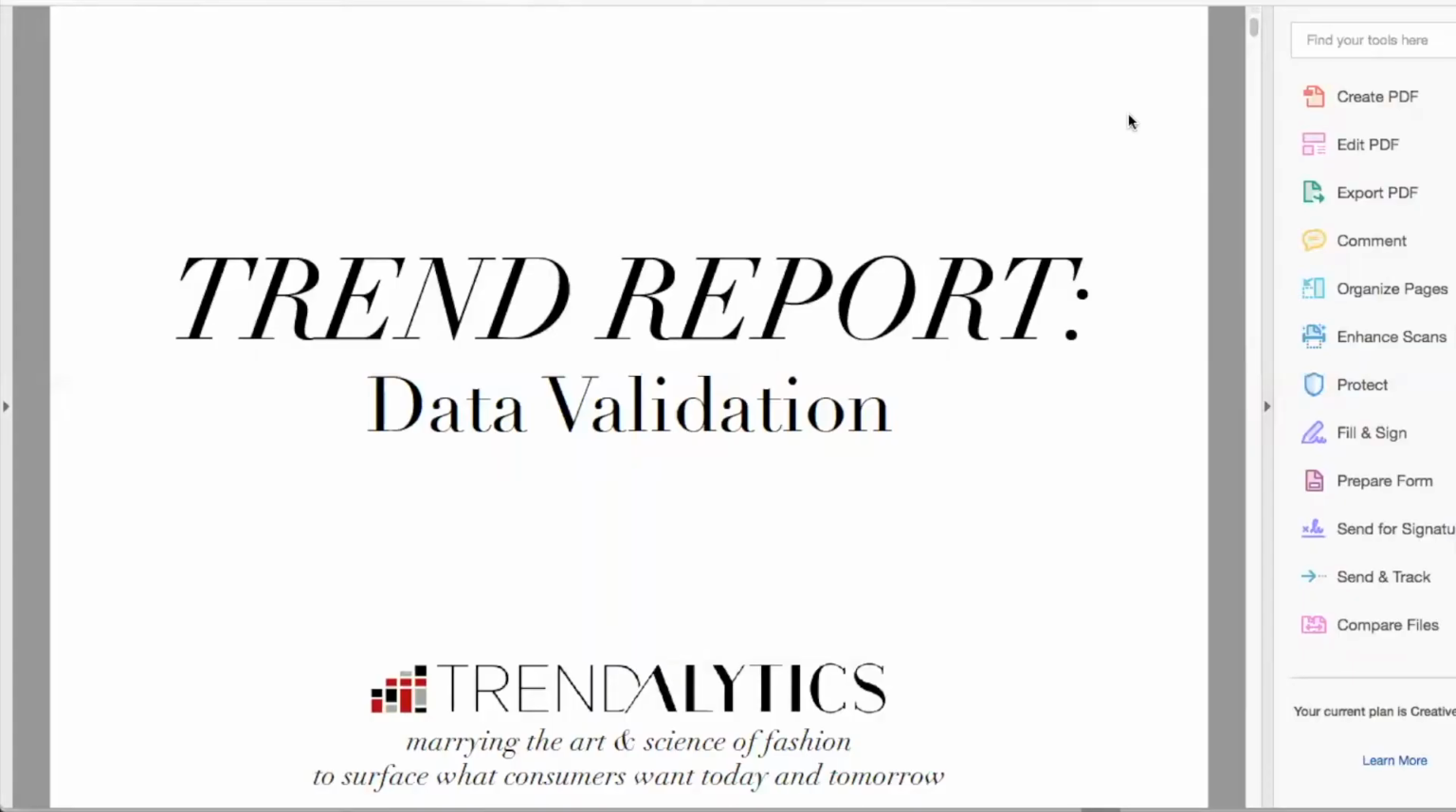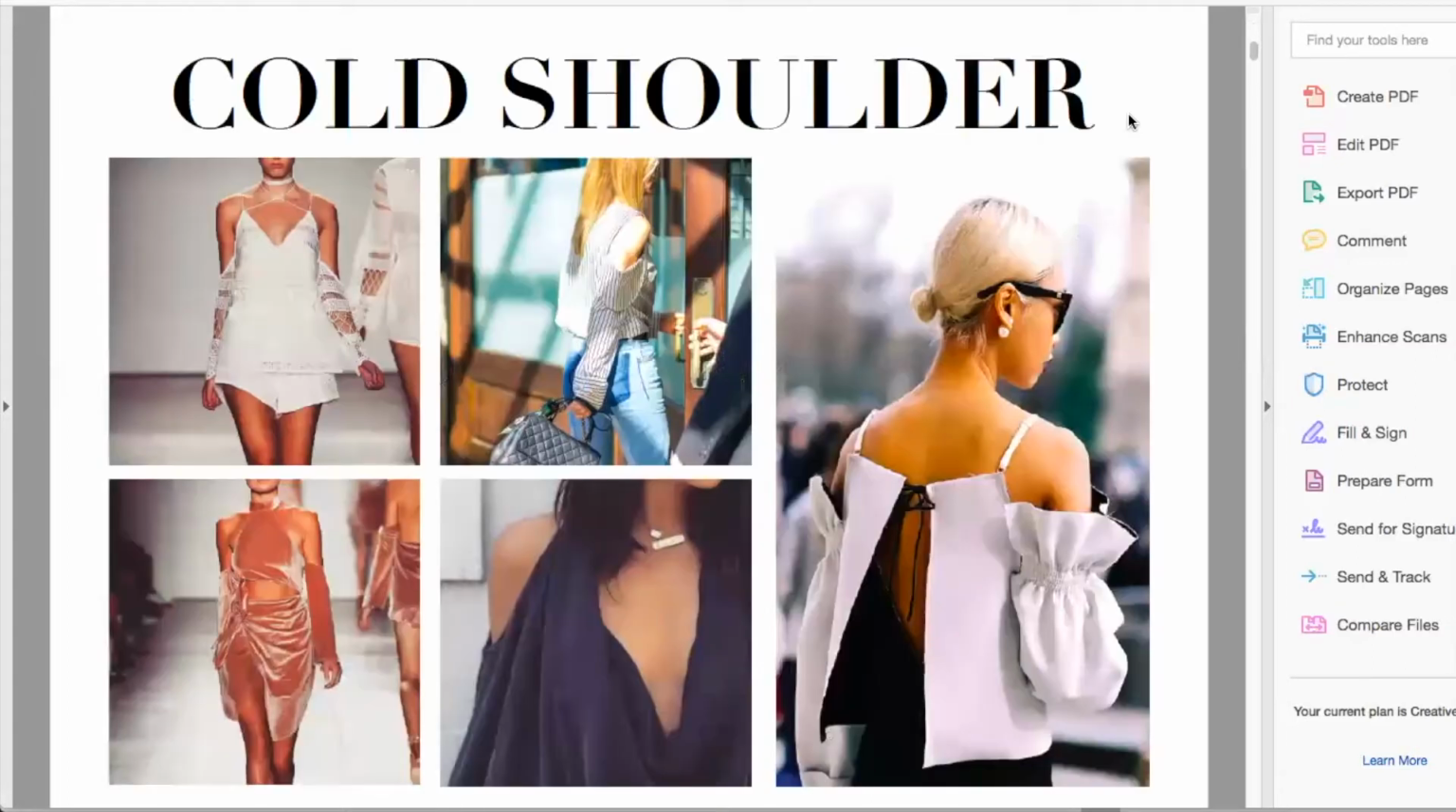Now that you've seen various ways in the platform to surface runway trends for Fashion Month, I'm now going to show you some examples of how to take that information from the platform and use it in your own day-to-day jobs. Here's an example of a trend report recap from last Fashion Month in September. What we've done here is marry the visuals, so the visual trend images from runway and social, with all the data to validate those trends.